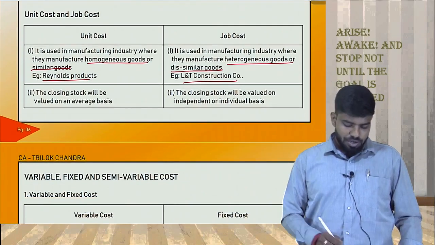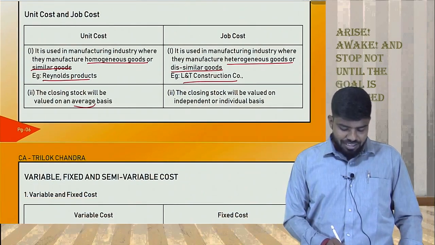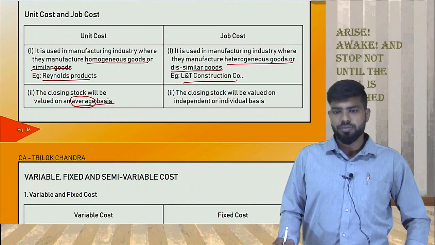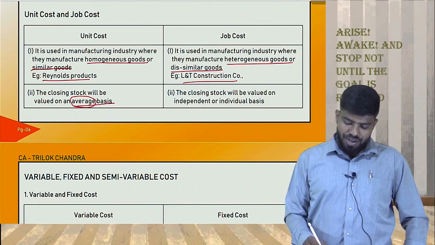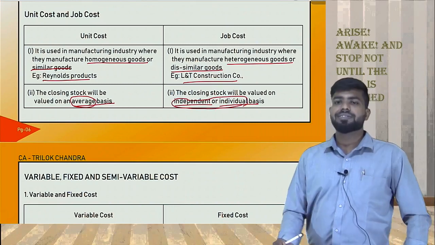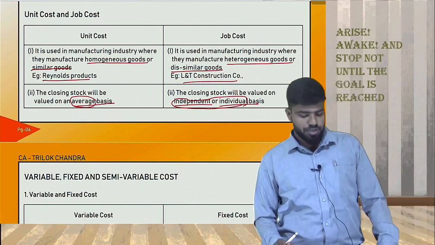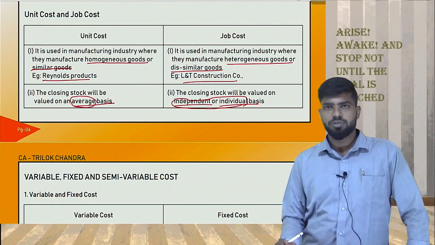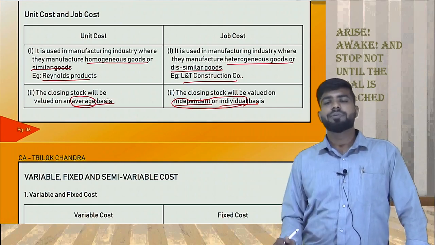Okay, next, the closing stock will be valued on average basis. This is very important. On an average basis, we are going to evaluate the closing stock. When it comes to job cost, we are going to evaluate on independent or individual basis. Independent or individual basis. This is about unit cost and job cost. If you want, you can copy the same thing in the notes. You can leave the space and you can copy the same thing in the notes.